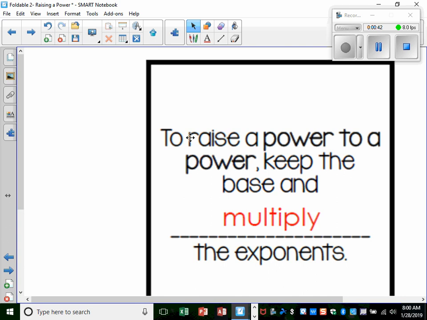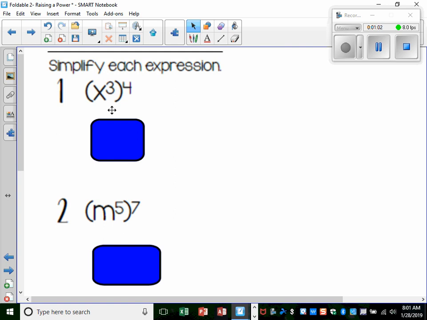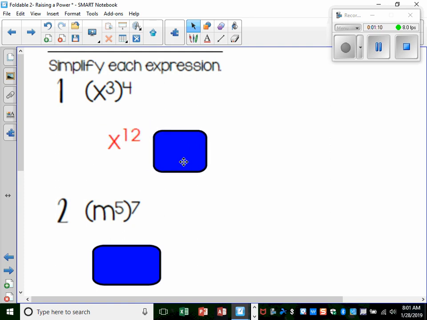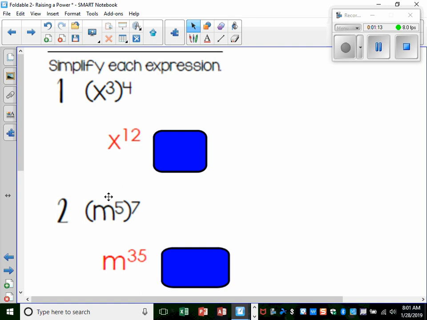All right, so this is what you want to write on your foldable: to raise a power to a power, keep the base, and multiply the exponents. Okay, so that's the first word you should fill in for your foldable. Multiply the exponents. So then we got some concrete examples, using some actual numbers. So our base is x, and we're going to multiply 4 times 3. We get x to the 12th. 7 times 5, we get 35. So we're raising a power to another power. We multiply the exponents.